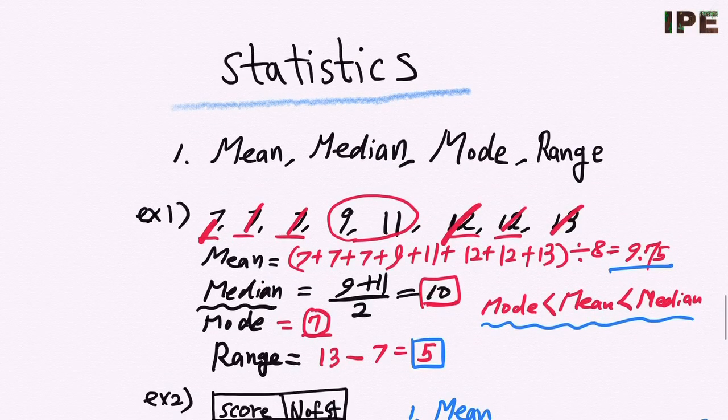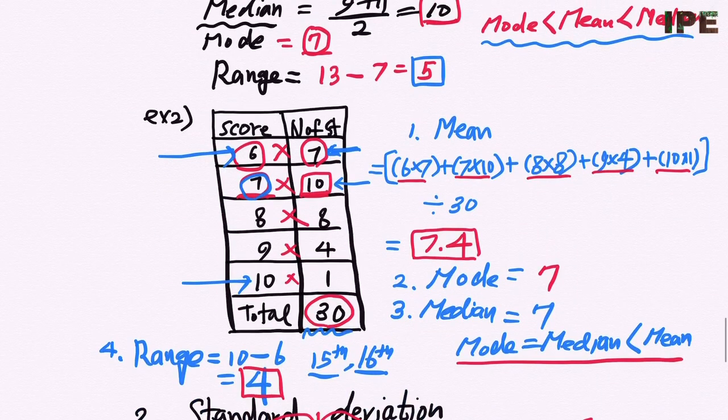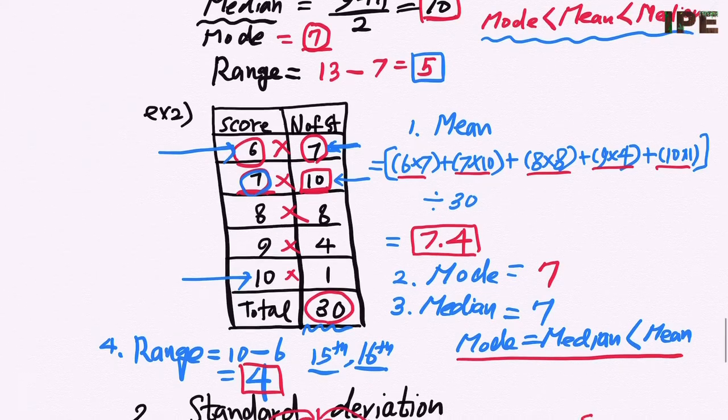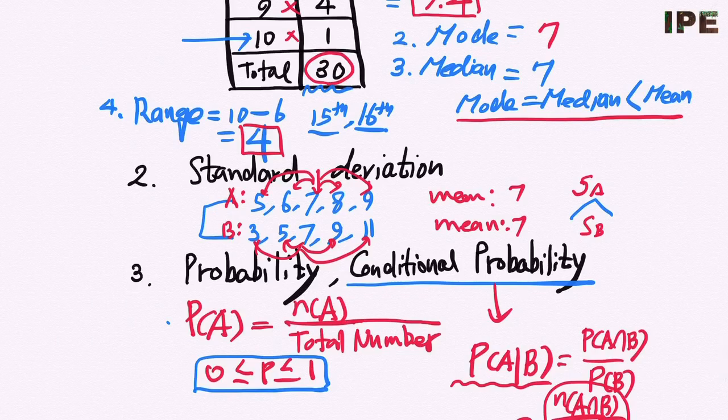So I explained the statistics today: mean, median, mode, range. Everyone understand? And then I explained how to find them with tables. When the frequency is given, you multiply the scores and the frequency, add all of them, and divide by the total number. That's the average, right? And I explained how to find mode, median, and range in a table. You have to understand the concept of standard deviation. Standard deviation represents how much the data spreads out.